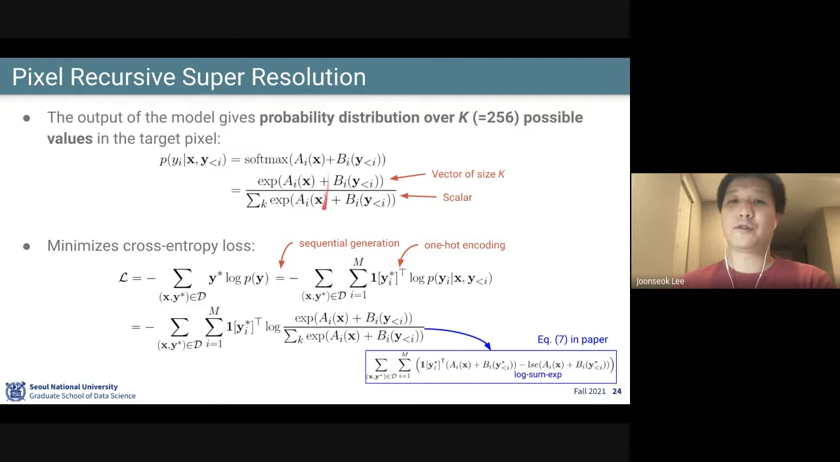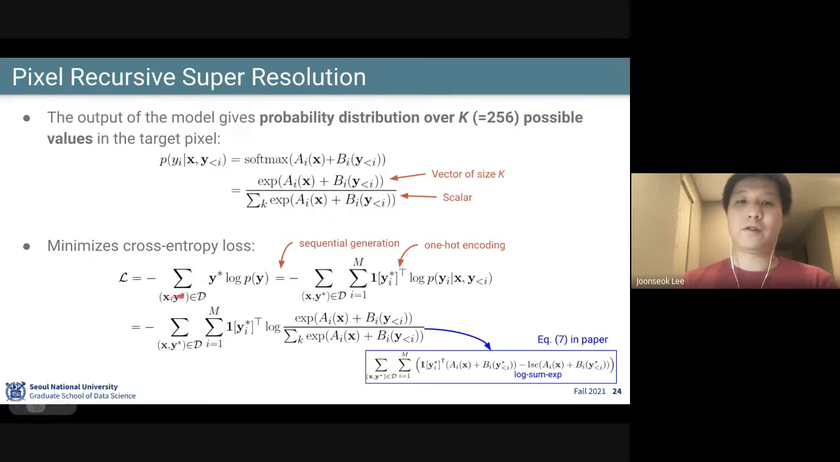And using the definition of softmax, we can write it as this. This part, the exponential of these two scores, means the distribution of the scores for each possible value, 256 values of the pixel color intensities. So this part is a vector of size k, which is 256, and it's divided by a scalar value, which is the normalizer.